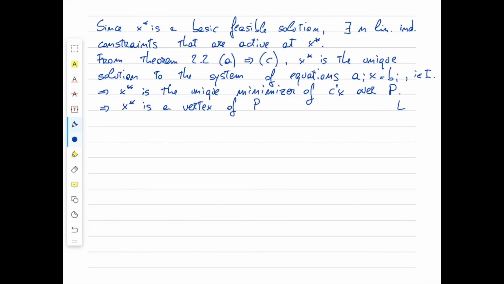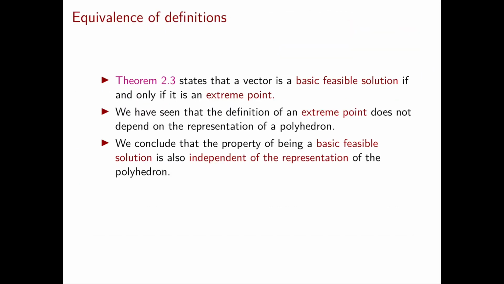And this concludes our proof of C implies A, and it concludes the proof of the full theorem. Let's now get back to the slides. We have now shown theorem 2.3, so we're now fully convinced that vertices, extreme points, and basic feasible solutions are indeed the same thing. And from now on, we're going to use the terms interchangeably.